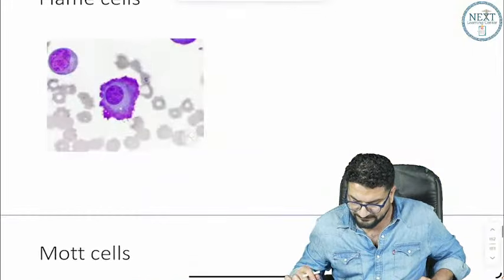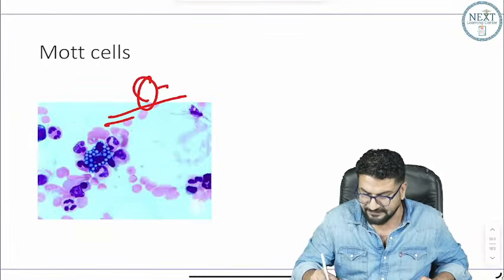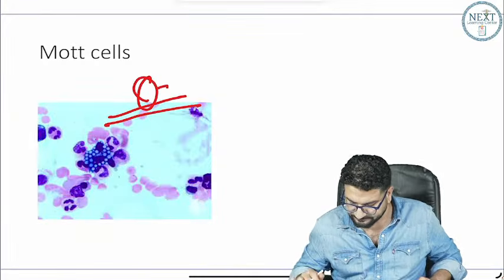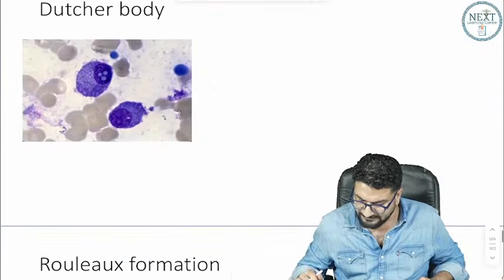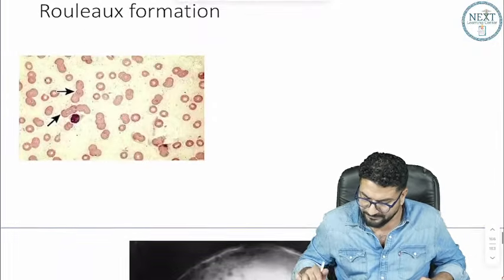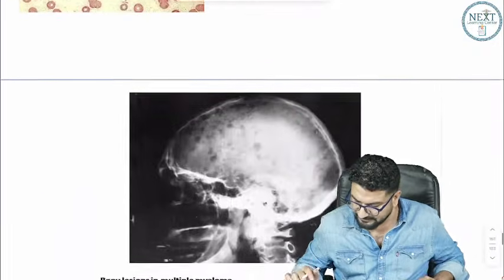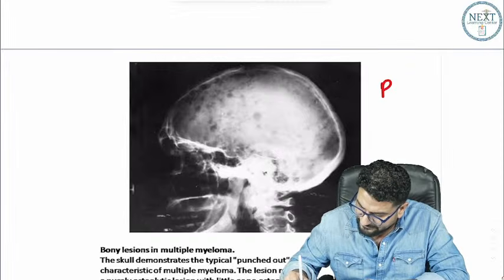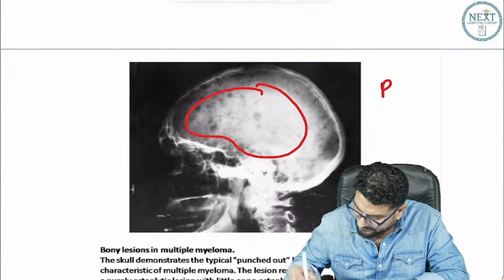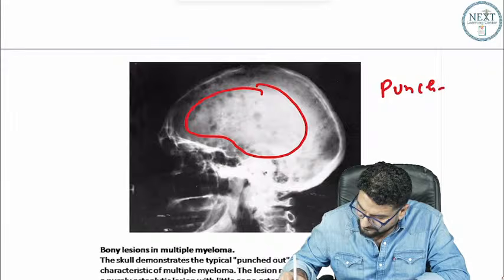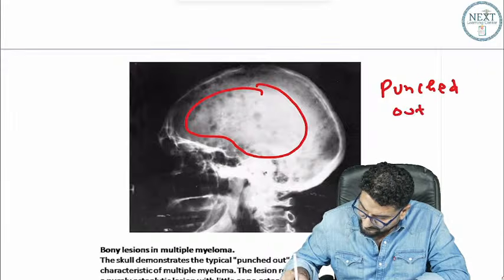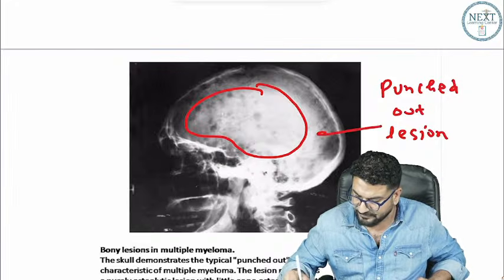This is flame cells. You can see this Mott cell image already came in exam. This is Russell bodies and Dutcher bodies. This is Rouleaux formation. So all these are findings seen in multiple myeloma. This is your lytic lesion, or we call them punched out lesion. So these are punched out lesions in a patient of multiple myeloma.